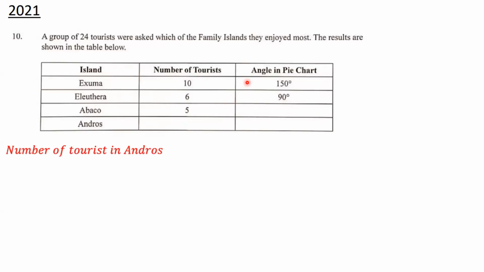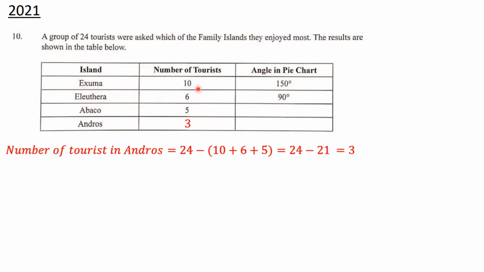So let's figure out the number of tourists in Andros. We know that there are 24 tourists in total. So it's going to be 24 minus 10 plus 6 plus 5. Let's add 10 plus 6 plus 5 together, which is 21. And so 24 minus 21 is equal to 3. And so that means that the number of tourists in Andros is 3.